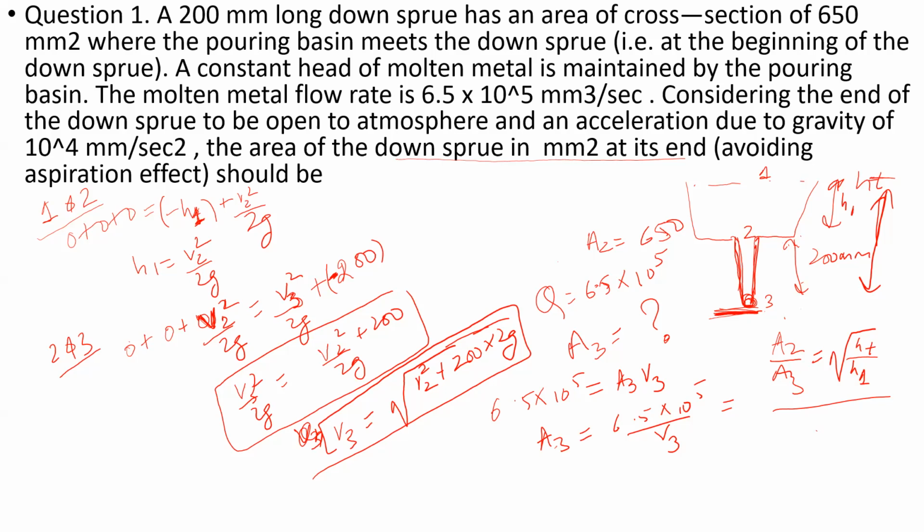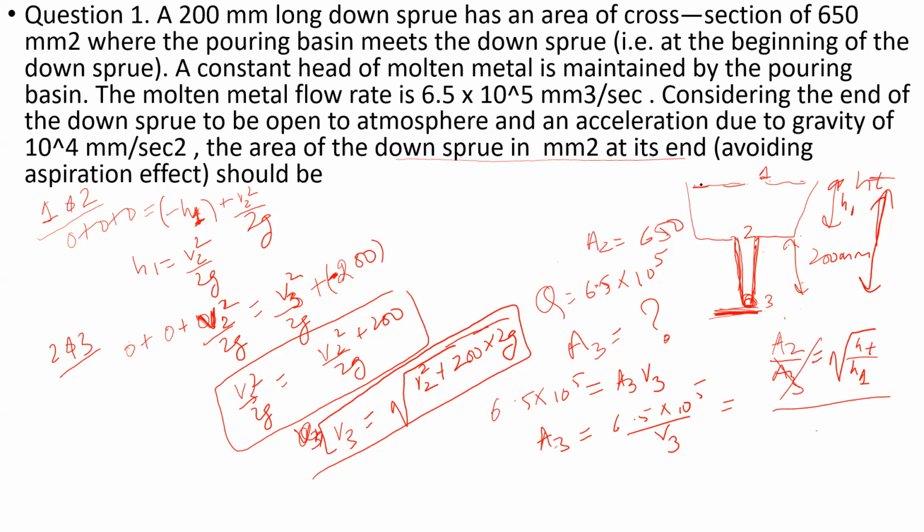I've already written the steps here. First I've drawn the basic diagram. H1 is the height of the pouring basin. 200 is the length of the sprue. I have marked points 1, 2, and 3, and HT is the total height. I am applying Bernoulli's equation from point 1 to point 2.